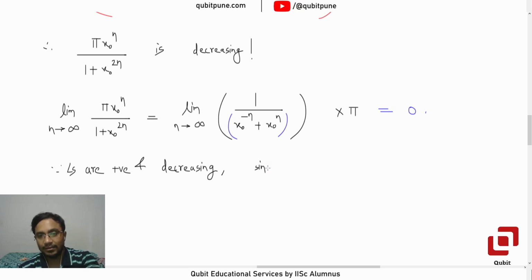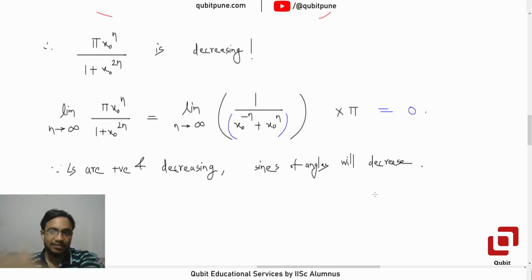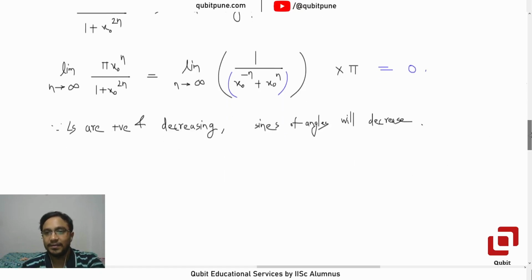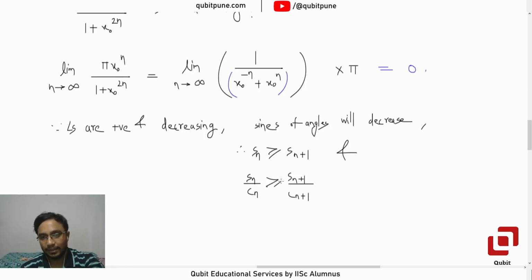Sines of the angles will decrease, because sine increases from 0 to pi by 2. So if you are approaching 0, then of course sines of angles will decrease. This will hold, and for cos it will be opposite. Sine and tan are decreasing, because the angles are approaching 0. But for cos, if the angles are approaching 0, then cos 0's limit is 1. So we must say Cn is less than or equal to Cn plus 1.